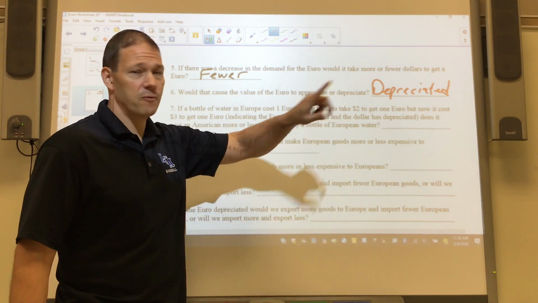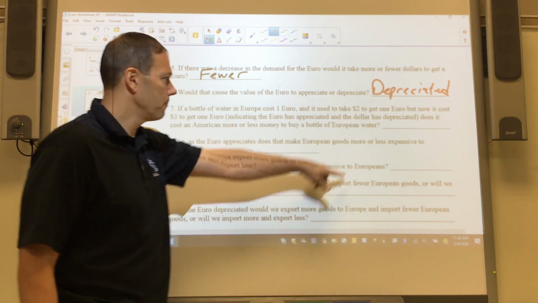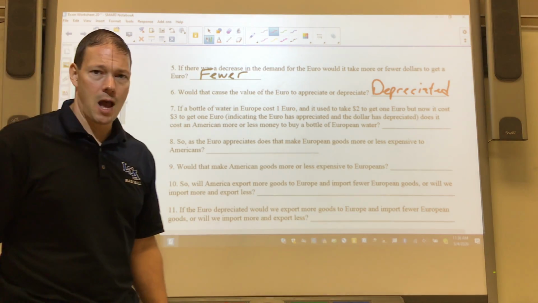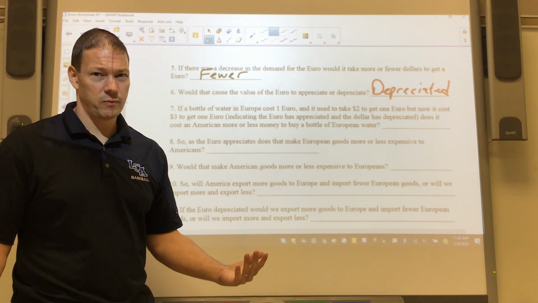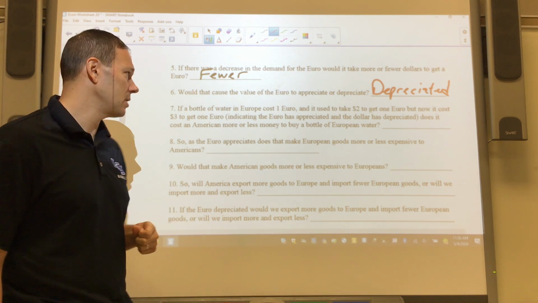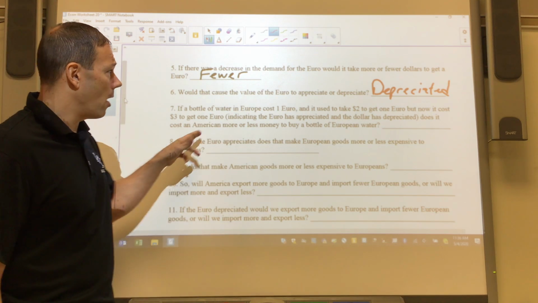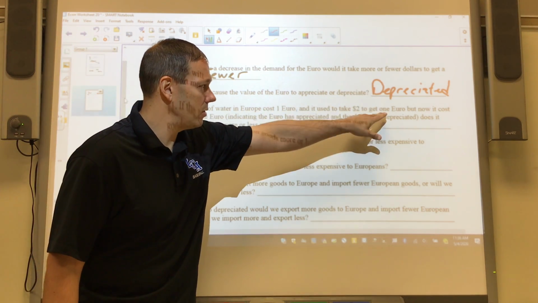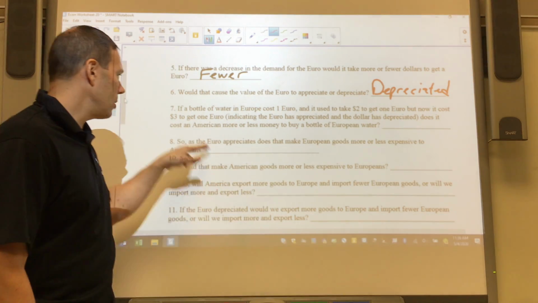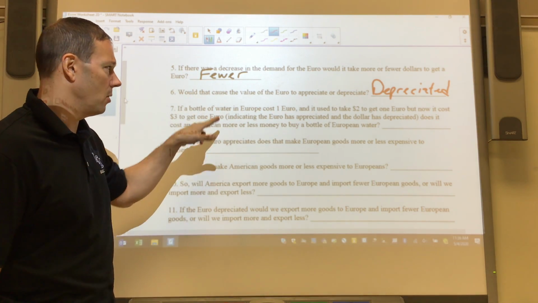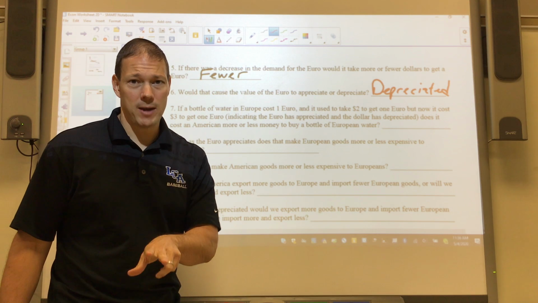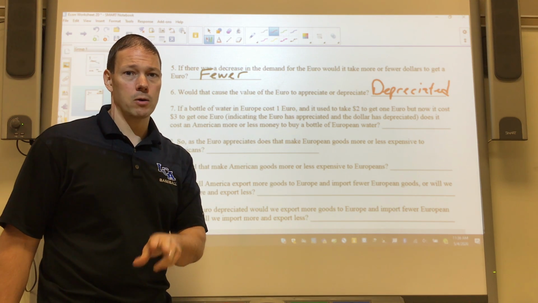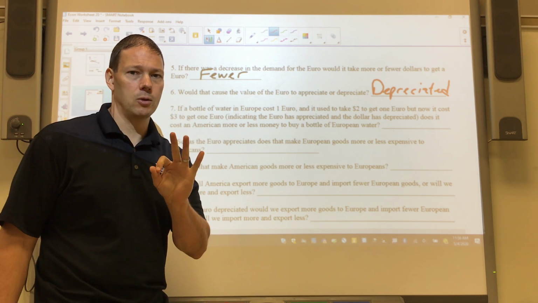Well, remember, if your baseball card used to be worth $2, now your baseball card is worth $3, it's more valuable. Same is true of the euro. The euro has become more valuable, it has appreciated. Now, that being said, you used to have to give them $2 to get the euro to buy the water. Now you have to give them $3 to get the euro to buy the water. So from your perspective, a bottle of European water went from $2 to $3.